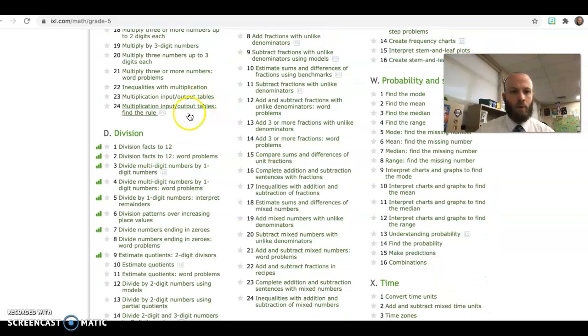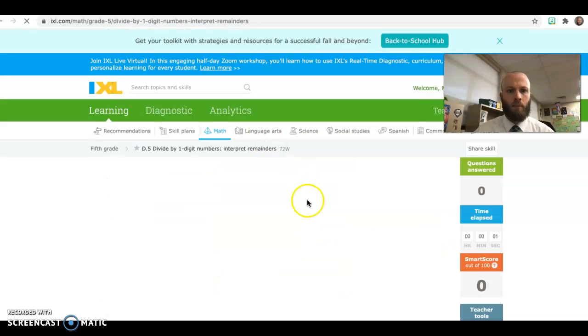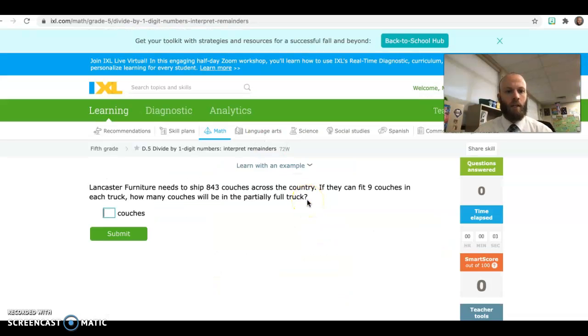And so this week we're going to be looking at interpreting remainders. So when students are looking at this skill, they would open up their question and the question pops up that they need to answer. All of my students have iPads, so they can solve these skills right on their iPad on the screen, or they can use pencil and paper as well.